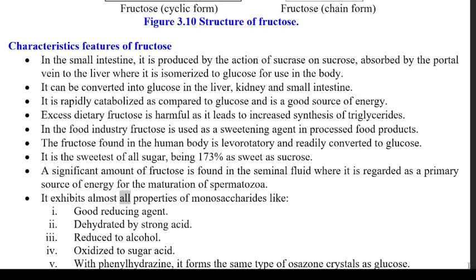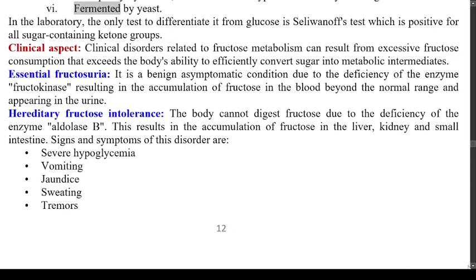It exhibits almost all properties of monosaccharides like good reducing agent, dehydrated by strong acid, reduced to alcohol, oxidized to sugar acid. With phenylhydrazine, it forms the same type of osazone crystals as glucose. Fermented by yeast. In the laboratory, the only test to differentiate it from glucose is Seliwanoff's test, which is positive for all sugars containing ketone groups.